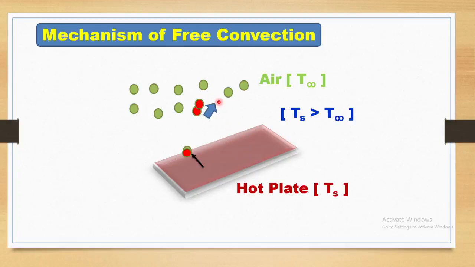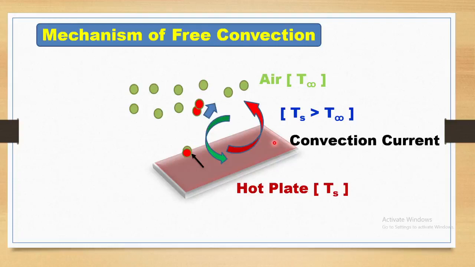The vice versa also takes place if the fluid is heated and the surface is cold. So what is happening in this process? Hot air particles are moving in the upward direction and cold air particles are moving in the downward direction. This upward movement of hot air particles and downward movement of cold air particles is called convection current. And this convection current will continue till the temperature difference becomes zero.